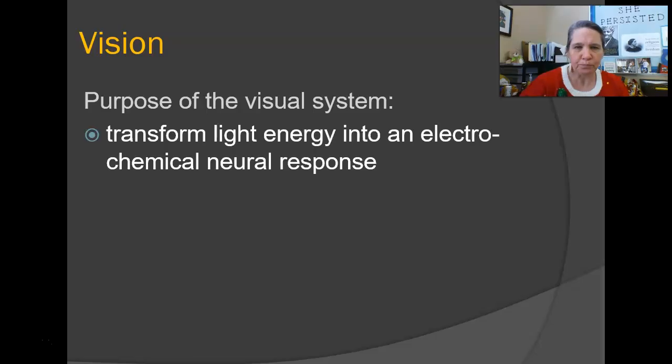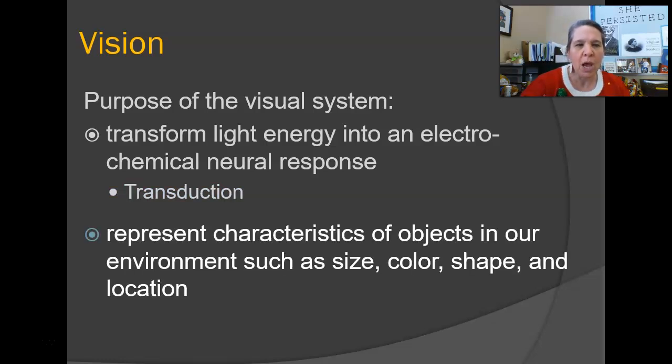So vision. First of all, the purpose of our visual system is to transform light energy that comes into our eye into an electrochemical neural response that can be used by our brain. This is the process of transduction. We talked about that in the very first video. Also, we want to represent characteristics of objects in our environment, things like motion, shape, color, size, those things.